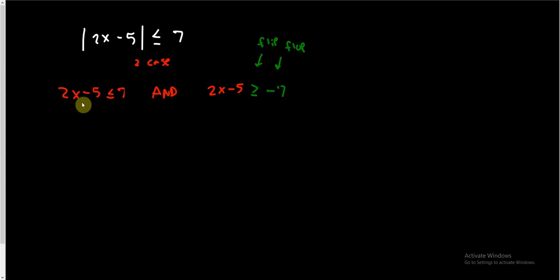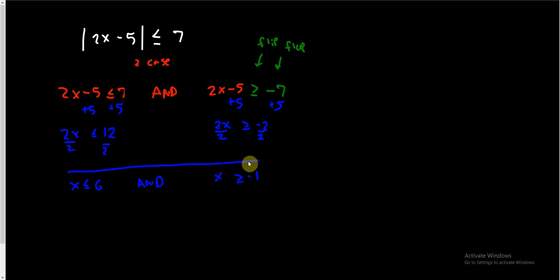Now we should be able to solve each, just like we would if it were an equal sign. I would add 5 to both sides: 2x is less than or equal to 12. Divide by 2 on both sides, and x is less than or equal to 6. Let's solve the other one. Add 5 to both sides: 2x is greater than or equal to negative 7 plus 5, which is negative 2. Divide by 2 on both sides, and x is greater than or equal to negative 1.